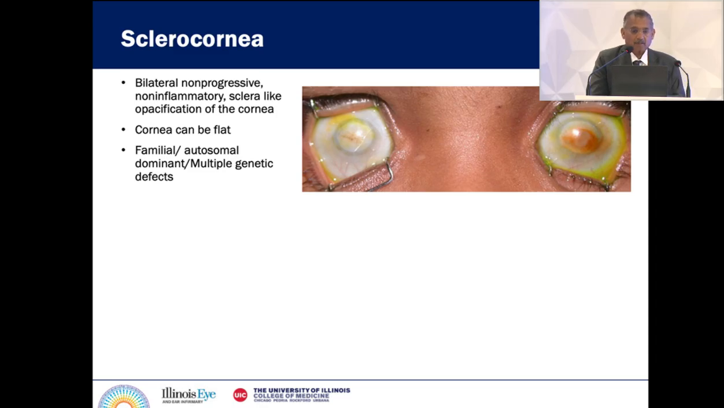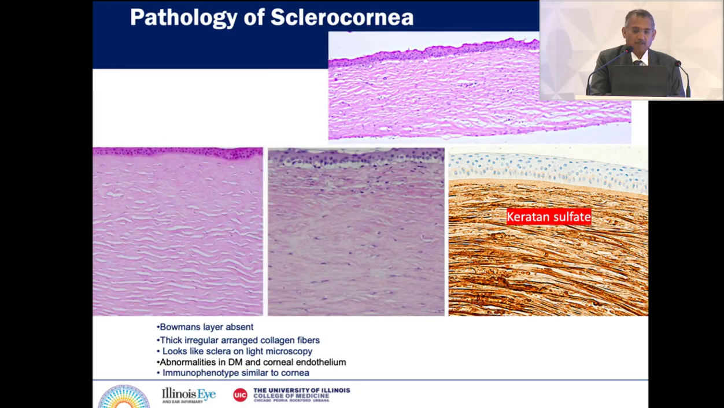Sclerocornea is another interesting condition. I think we've touched on it. I'll touch briefly on the pathology, and it's kind of fascinating. I mean, it looks like sclera, the cornea. This is a normal cornea and some sclerocorneas. Bowman's is absent. The corneal stromal collagen is irregular, thickened, looks like sclera, right? It looks very much like sclera. And the cells are a little paucicellular compared to the normal cornea.